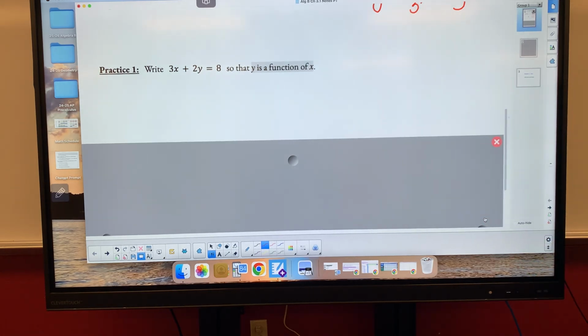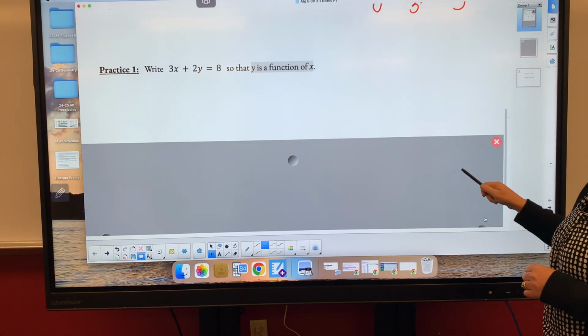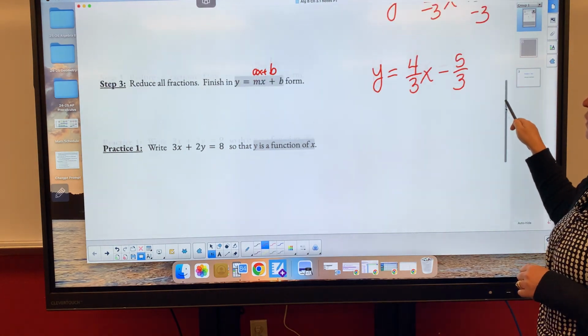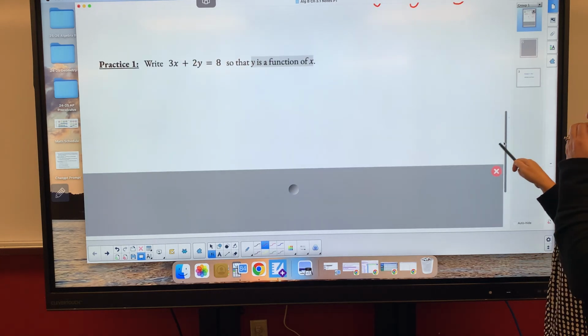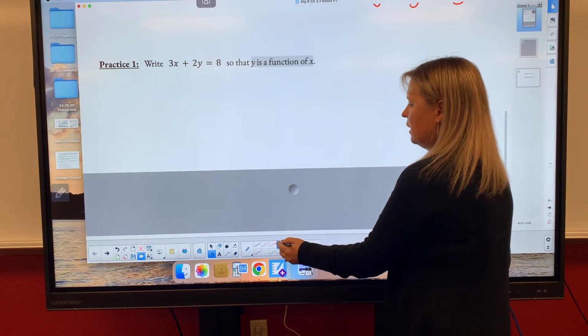Write 3x plus 2y equals 8, so that y is a function of x, is the way that it's being worded this time. 3x plus 2y equals 8. We're going to go through all three of those steps. Add or subtract, divide, reduce. So let's start it here.